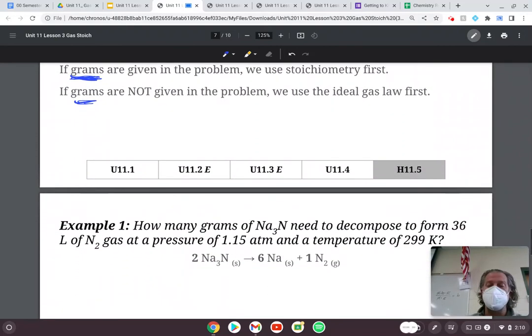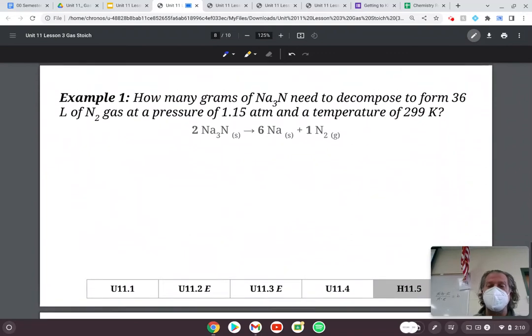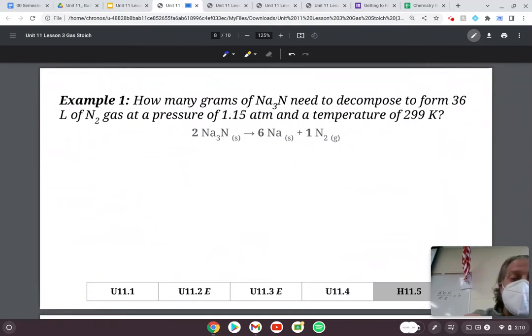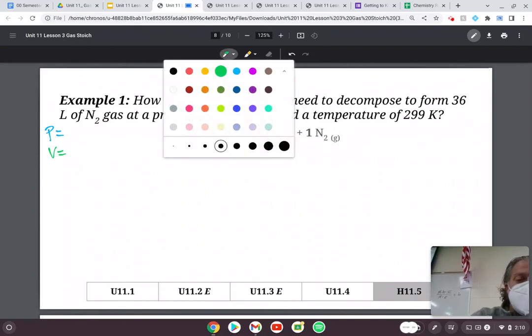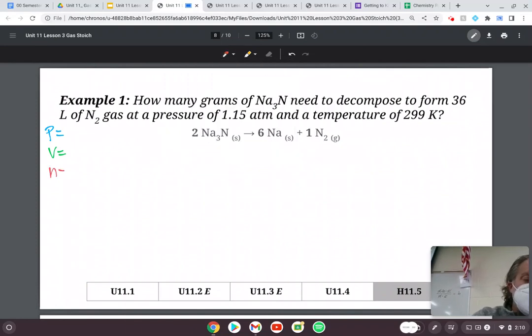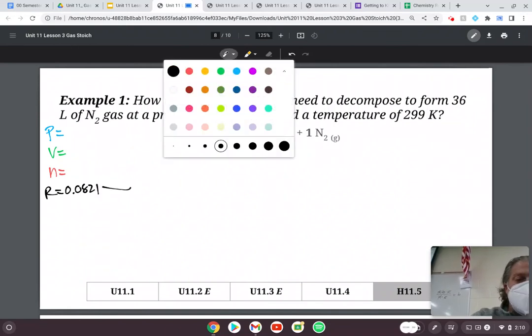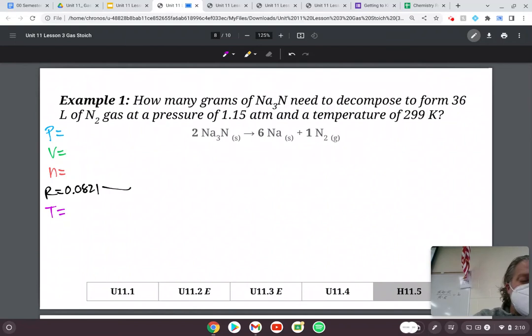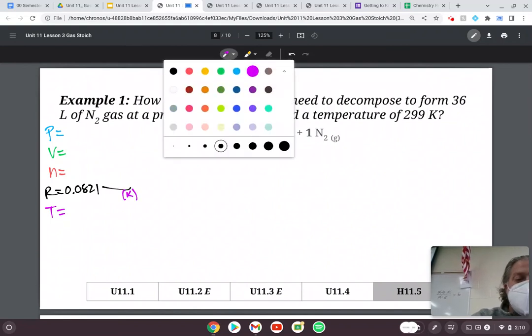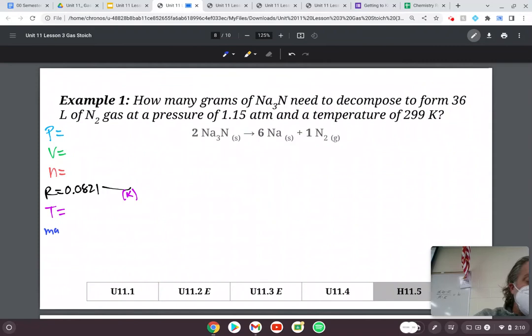Now, as we go down to do a problem, let's start by identifying our variables. So P, V, N, R, T. And then mass is always a possibility now.